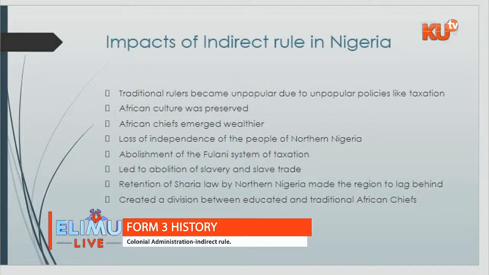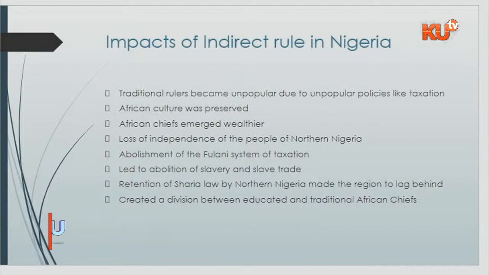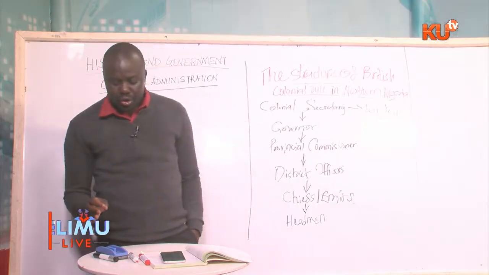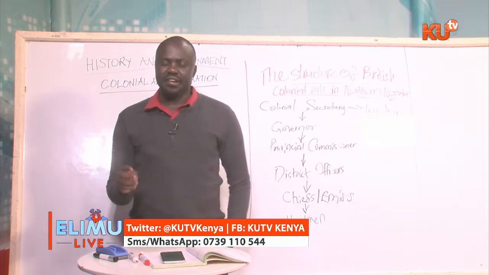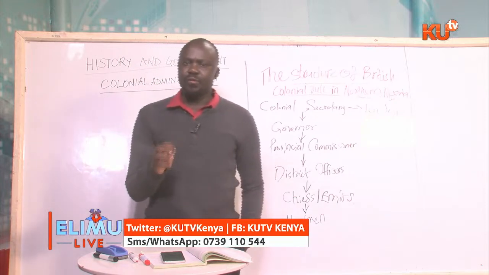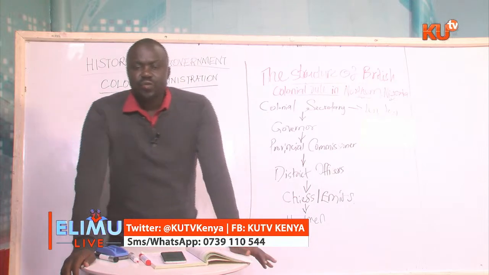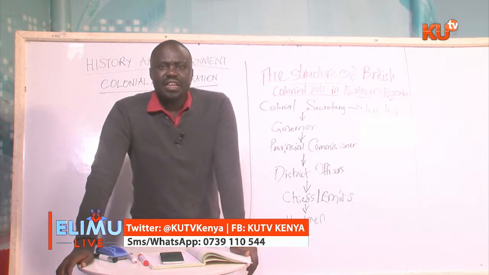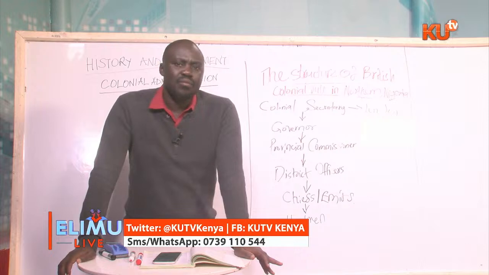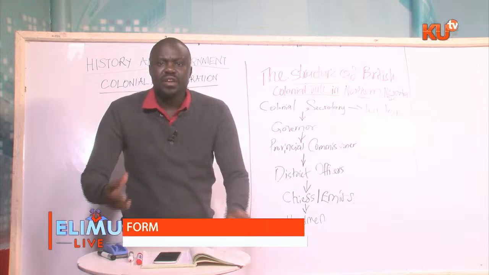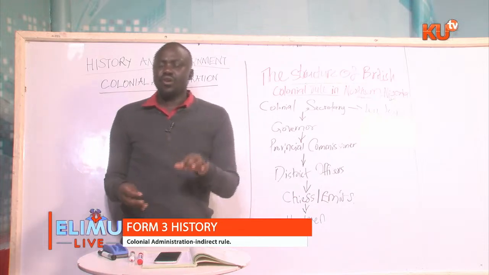Again, the abolishment of the Fulani system of taxation that I had earlier explained led to the abolition of slavery and the slave trade. During the struggle and partition of Africa, one resolution arrived at by the Western nations who participated in the Berlin Conference was, number one, that they were going to fight against slavery. Now, the slave trade was a part of the northern Muslim culture, and northern Nigerian Muslims practiced slavery in a structured manner.